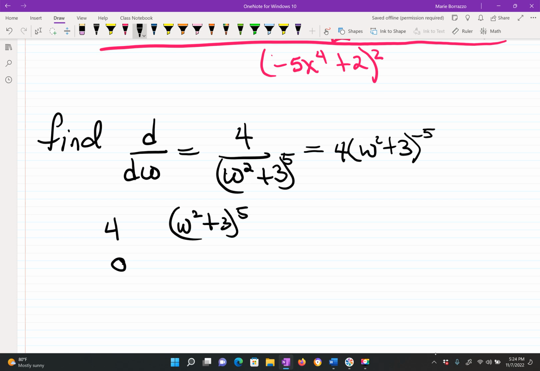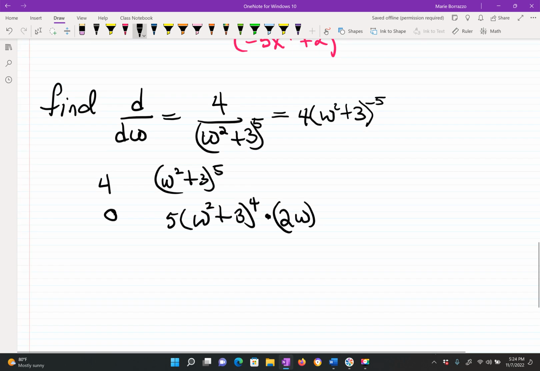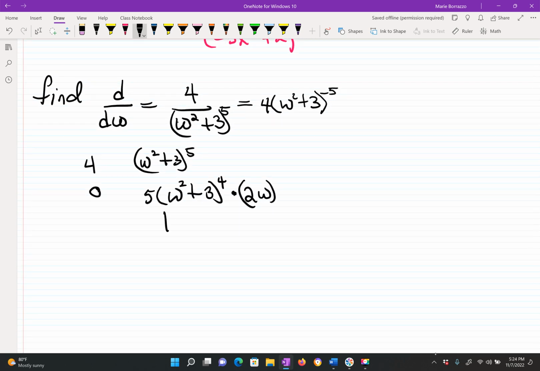That's fine. And over here, you have to differentiate, so you get 5 (w squared plus 3) to the 4th times 2w. And so you have to do a little bit more work here. So this will become 10w times (w squared plus 3) to the 4th. That looks like more work to me.